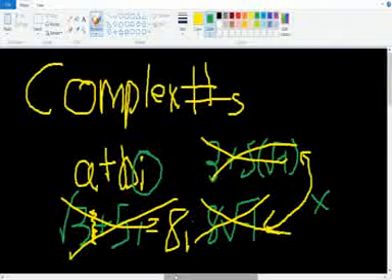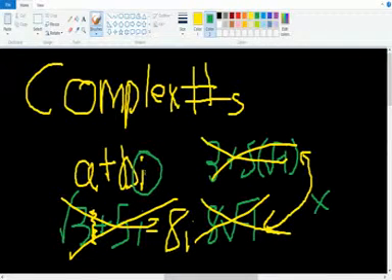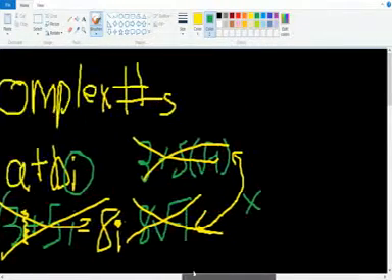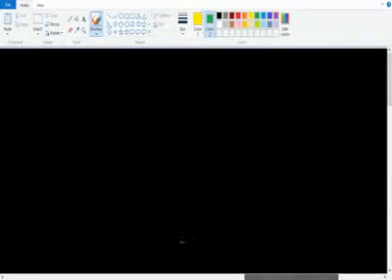So with complex numbers, the big key you have to take away from this is that the i functions similarly to an x. You cannot combine unless they both have an i raised to the same power. Okay, so we've covered complex numbers.